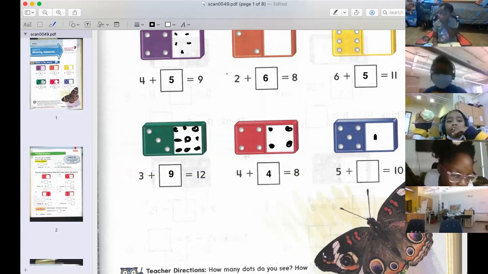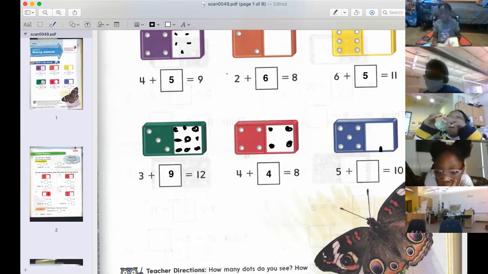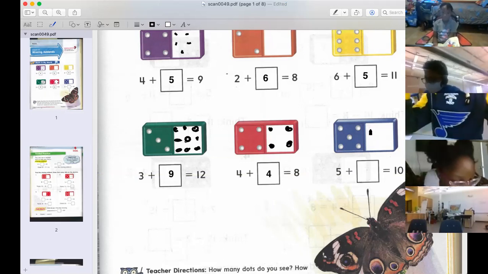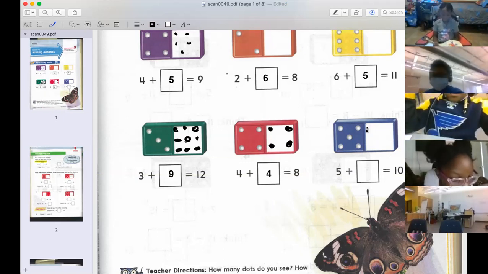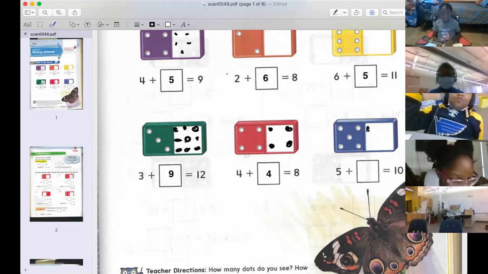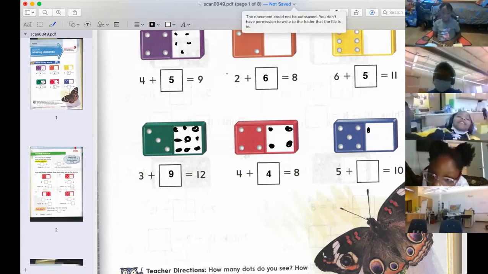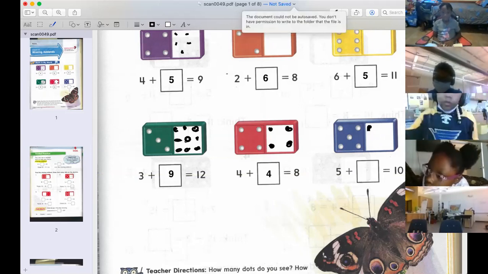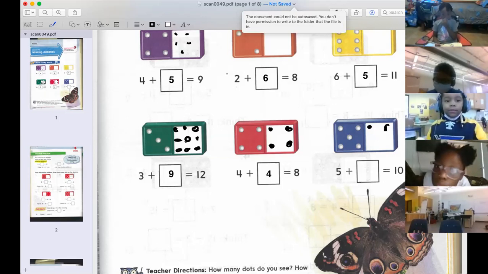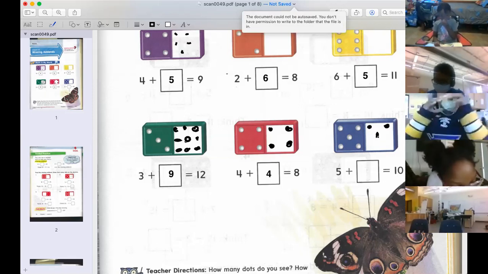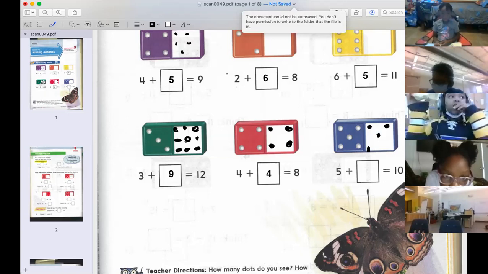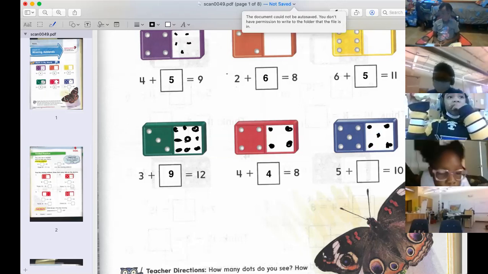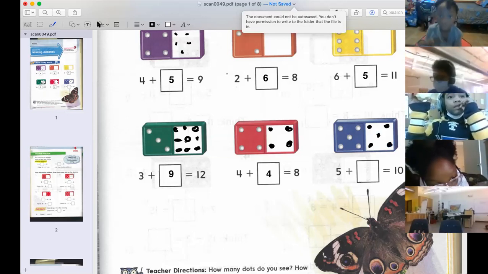All right, Daisha, this one's for you. 5 plus what equals 10? One second. So here we go. You ready? Okay, we're counting on, Daisha. Here we go. 5, 6, 7, 8, 9, 10. So 5 plus what equals 10?